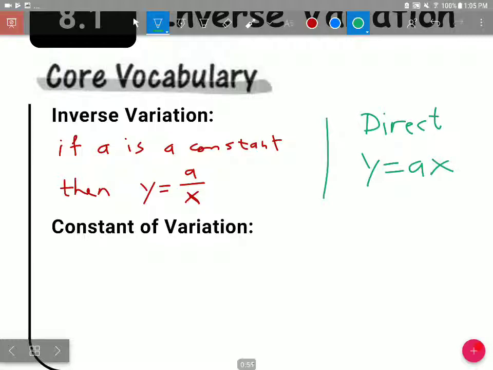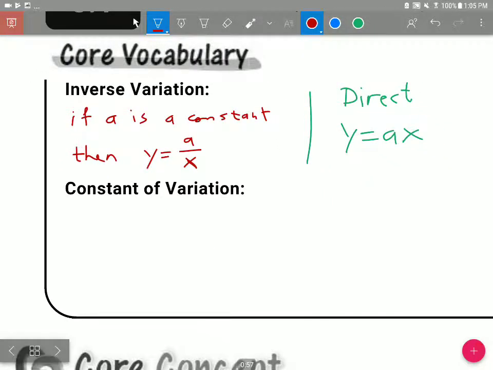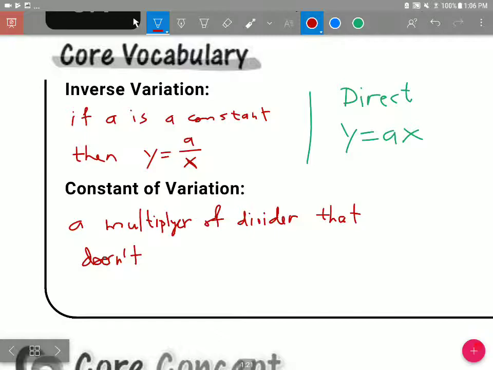The constant of variation is either a multiplier or divisor, or dividend, that doesn't change. Now, I will say this. It will change from problem to problem. A is not the same thing for every single problem we'll do.